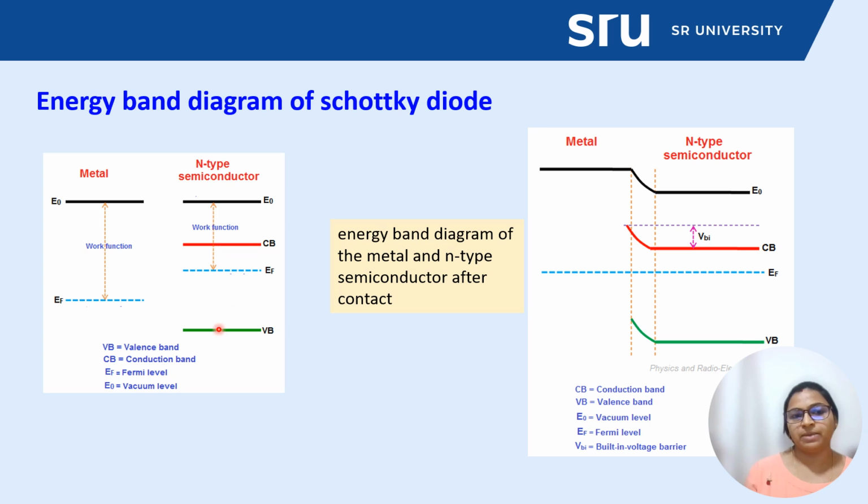This is the conduction band and this is the valence band. This EF is the Fermi energy and E naught is the vacuum level. Work function is nothing but the difference between the energy at the vacuum level and the Fermi energy. For an n-type semiconductor, the Fermi energy lies between the conduction band and valence band, and the Fermi energy to the vacuum level is defined as the work function of the n-type semiconductor.